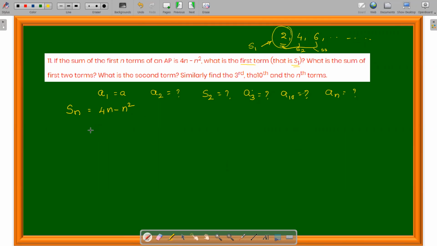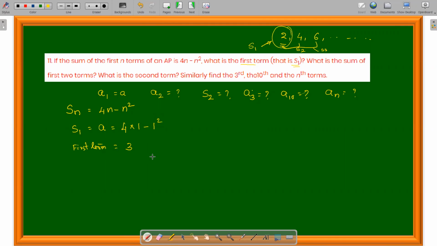How will it be? Simply n is changing. Correct? S1, which is equal to a1. We can write instead of n, simply substitute 1. So 4 into 1 minus 1 square becomes 4 minus 1, which is 3. So we got the first term, correct? That becomes 3 here.